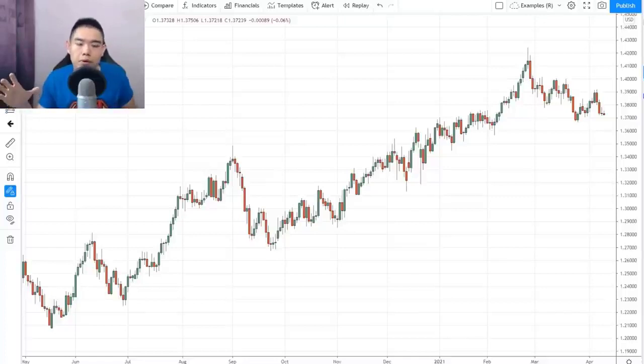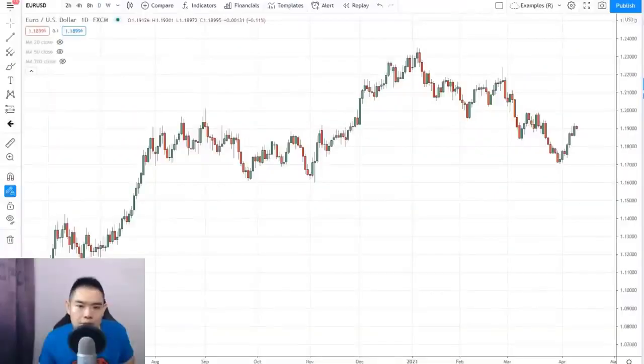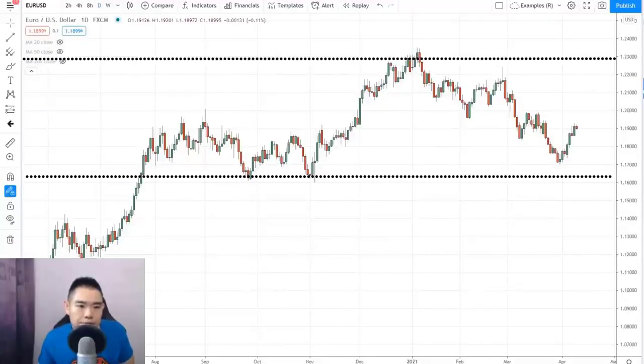And don't worry about where to buy, how much to buy, when to buy. We'll cover all that stuff later on. Now just focus on this market structure. And one last final example is euro against the US dollar. So if you look at this market, is it in an uptrend or is it in a range?